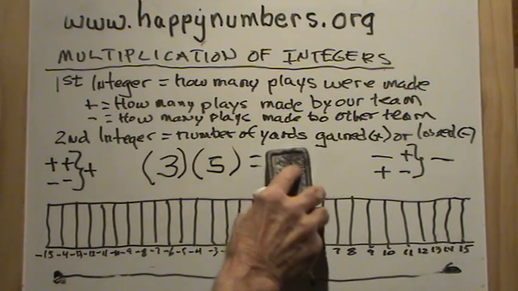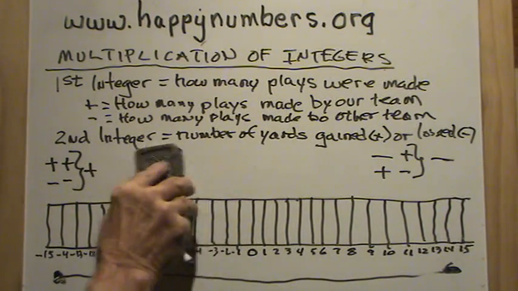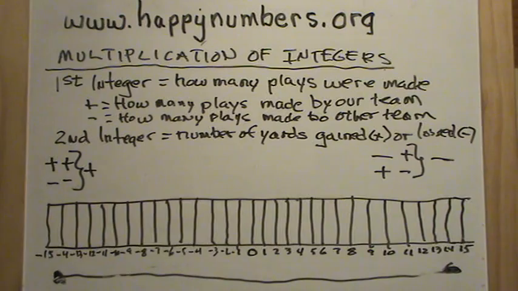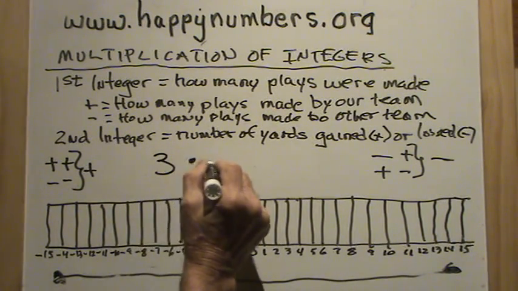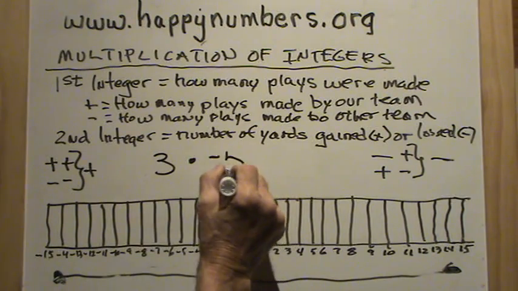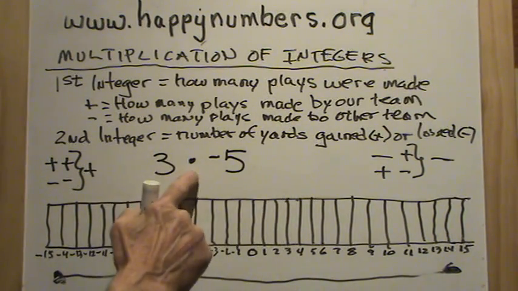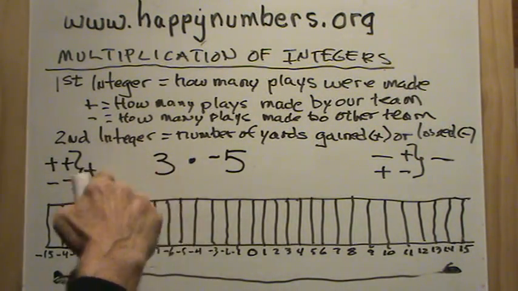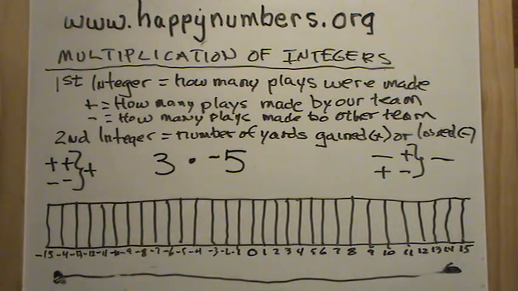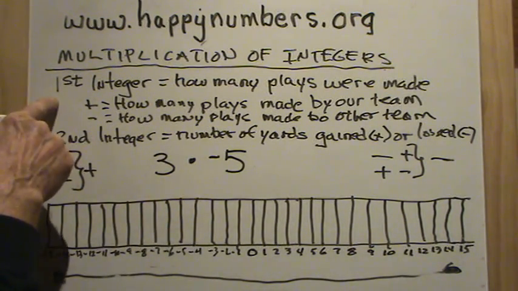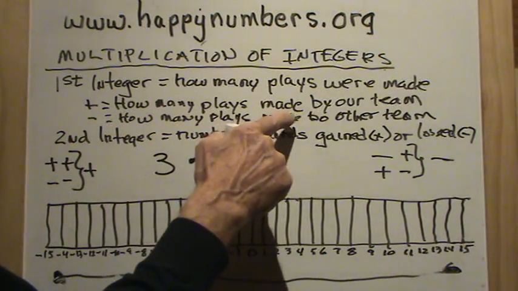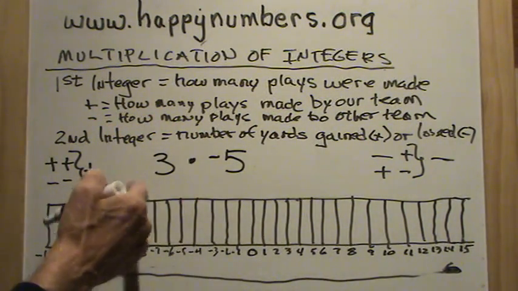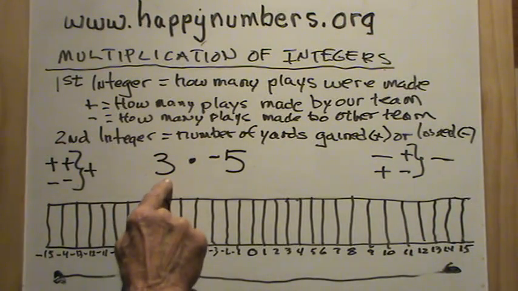Now let's take a look at it this way. Let's take a look at 3 times negative 5. By the way, you know you can write times like this or with the parentheses, like I just had. All right, so the first number is positive. If it's positive, it tells us how many plays were made by our team. So our team made 3 plays.